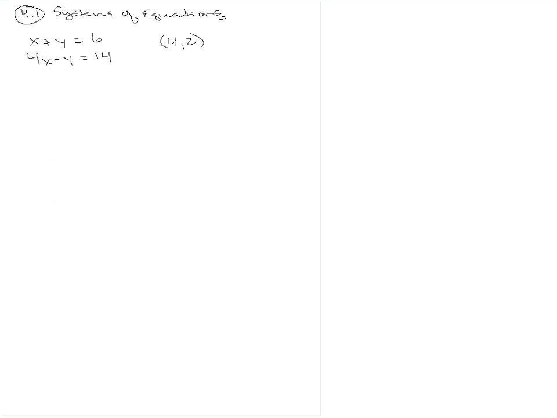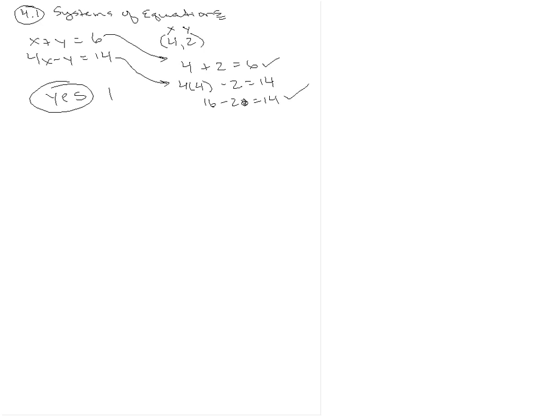Meaning, if this is x and this is y, we plug it in. So for this one, we say x is 4 and y is 2. Does that equal 6? Yes, it does. But for it to work, it has to work in both. So if x is 4 and y is 2, is 16 minus 2 14? Yes, it is. So the answer is yes, or true. That is the solution for this system.